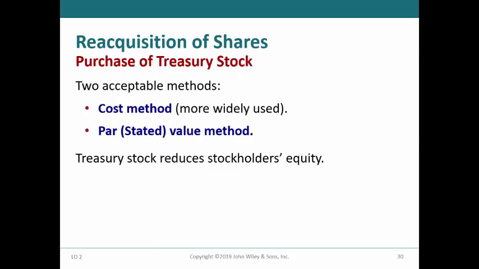There are two acceptable methods to account for the purchase of Treasury stock: the cost and par or stated value methods. Since the cost method is the one used much more often, it will be illustrated. As we stated earlier in the presentation, when a company purchases its own stock, the shares are not an asset of the corporation but a reduction in stockholders' equity.